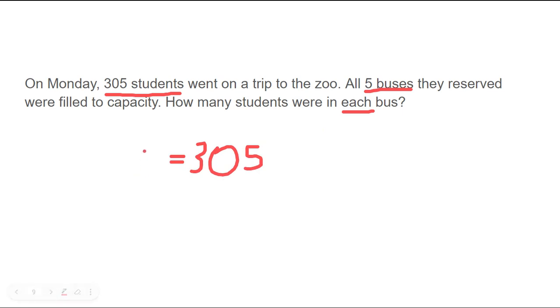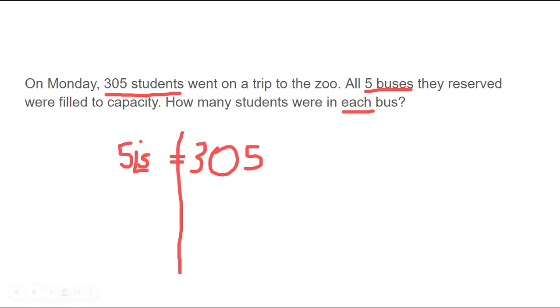All right, so if I take the 5 buses times, actually, I shouldn't have done that. I'm going to do S. How many students are inside of it? That's an S, not a 5. So 5 buses times the amount of students that are in each bus equals 305 students total.